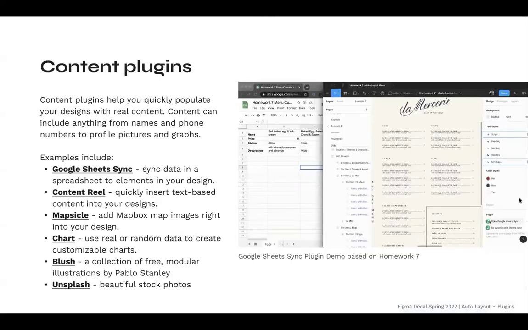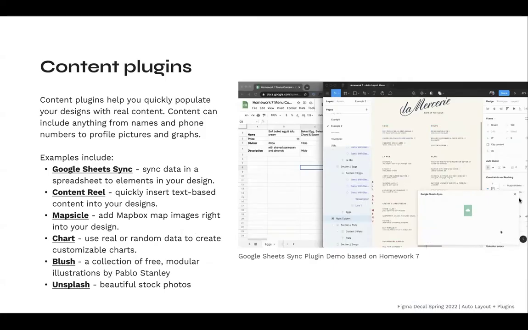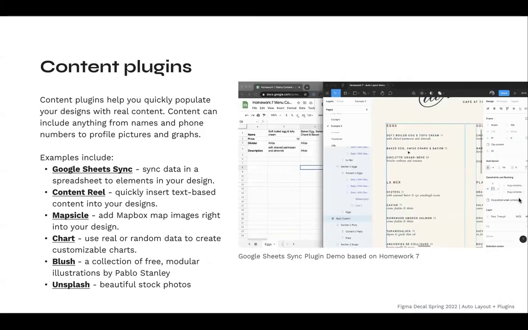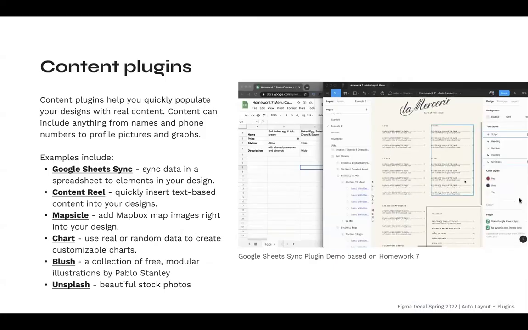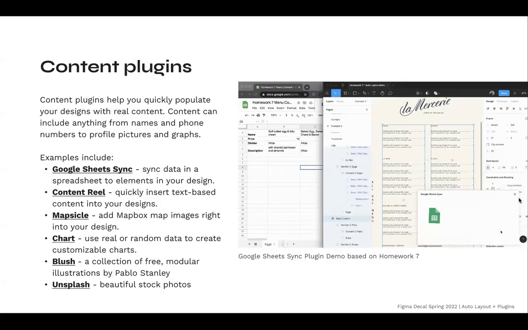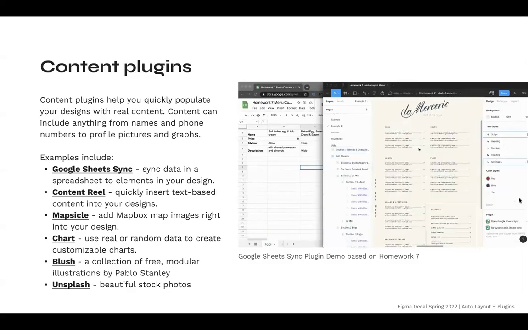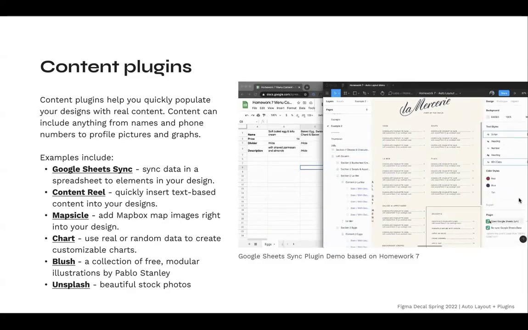And there's things like content plugins, like we just talked about with the Google Sheets. These will help you quickly populate your designs with real content. So content can include anything from names and phone numbers to profile pictures and graphs. So we have Content Reel, so quickly insert text-based content into your designs, Mapsicle, add map images right into your design, use real or random data to create customizable charts with Chart.